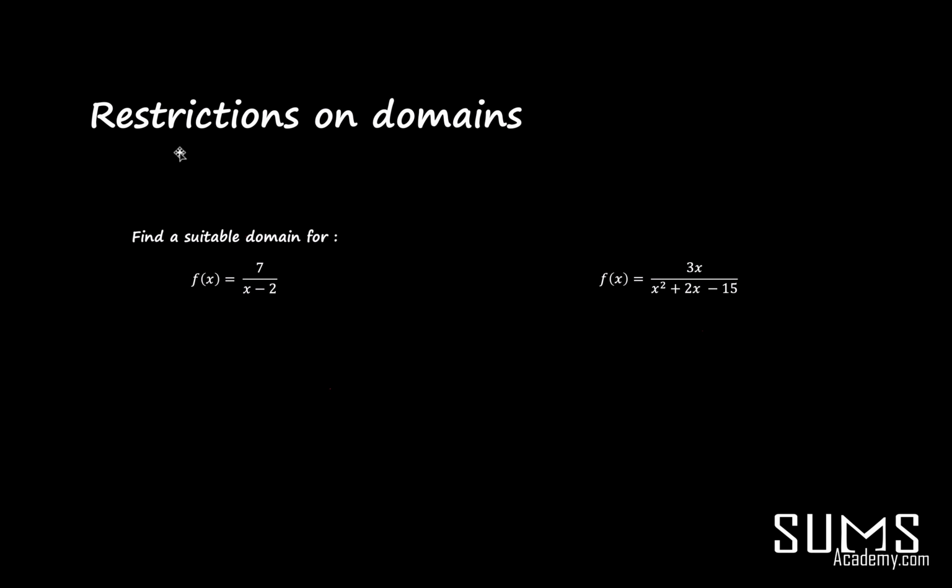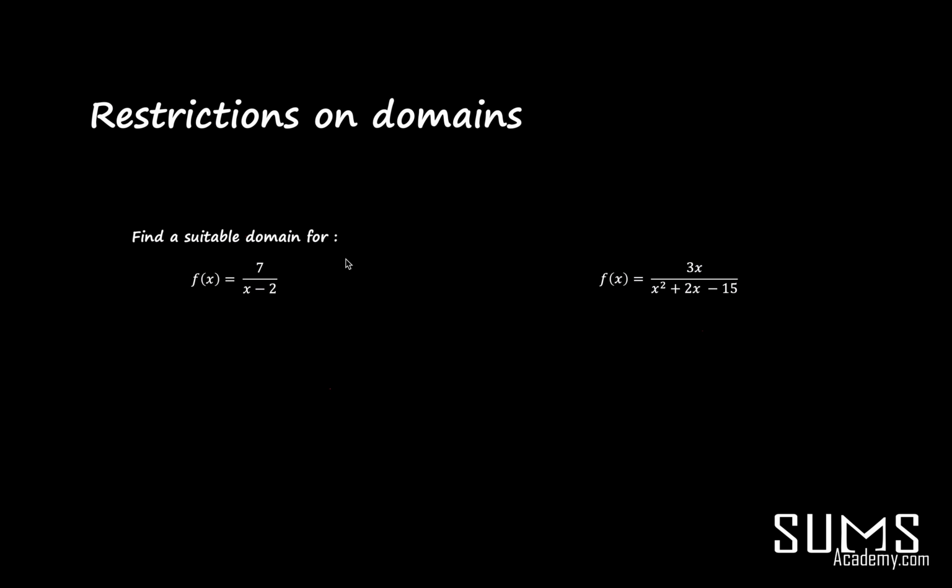So when we talk about restrictions on the domain, if we have a question like here, find a suitable domain for this function, f of x is equal to 7 over x minus 2. Basically what we're saying is, what numbers can and can't x be?